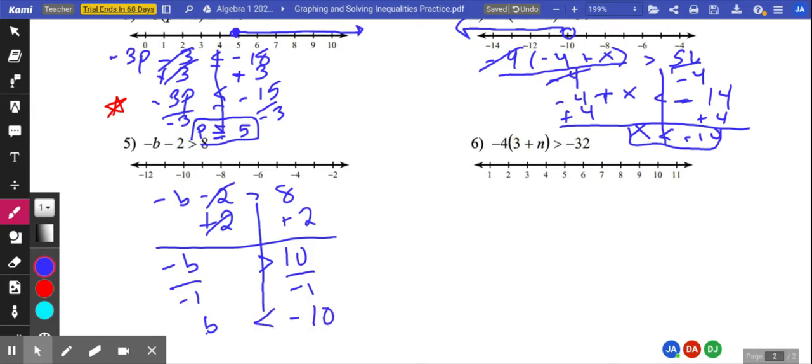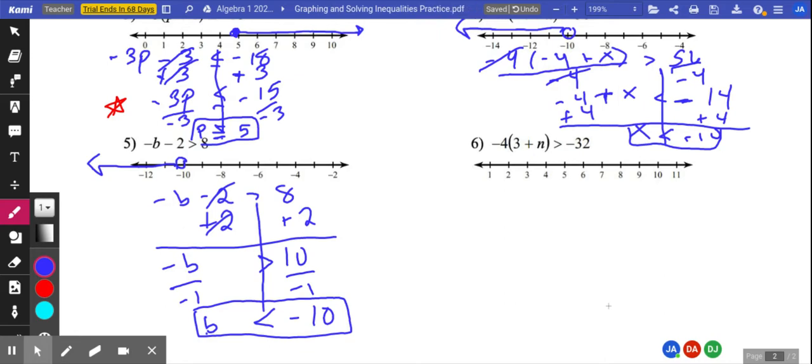Now I had to flip that inequality symbol around again because we divided by a negative number. So we have b is less than -10. So we put an open circle because it's just less than, so it's not including the -10. And then an arrow this way representing all the values less than -10.